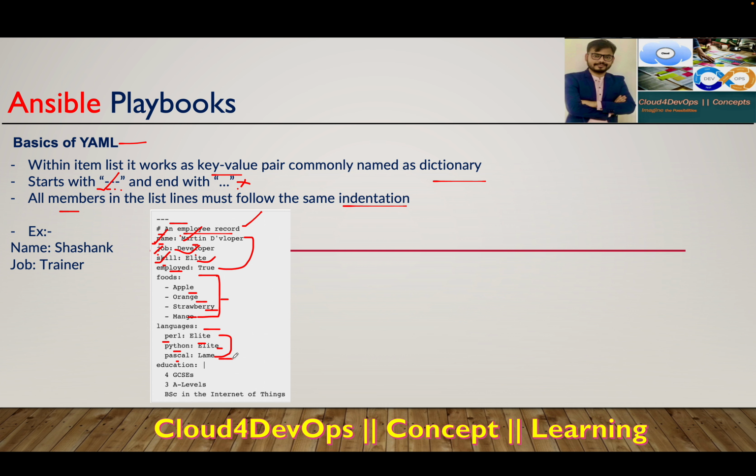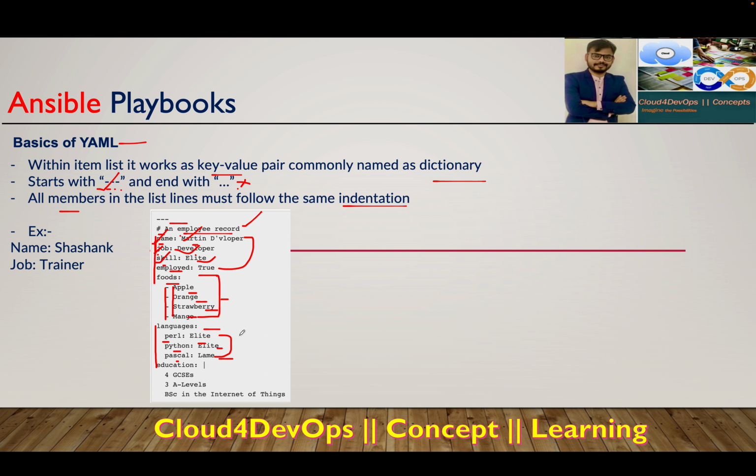It's a basic understanding. Now, what does indentation mean? If you're starting this name, job, whatever the key value pair is, it has to be in the same line. You cannot divert from this line. Within the food, within the list, again, you're following the same particular line. Whatever key or value you are writing over here, it has to be in the same line, right? If you are not using the same line, then you will get a syntax error within YAML.